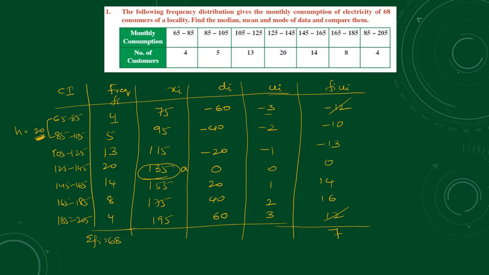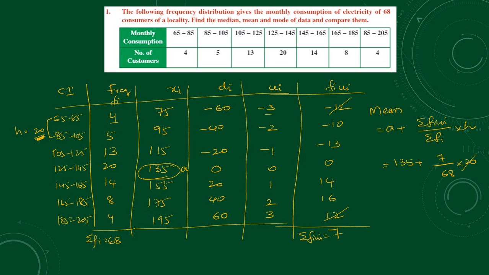So this gives me 7. So sigma fi ui is equal to 7. So finally, writing the formula for mean: mean is equal to a plus summation of fi ui by summation of fi, into h. So what is a here? a is 135, plus summation of fi ui is 7, by 68, into 20.